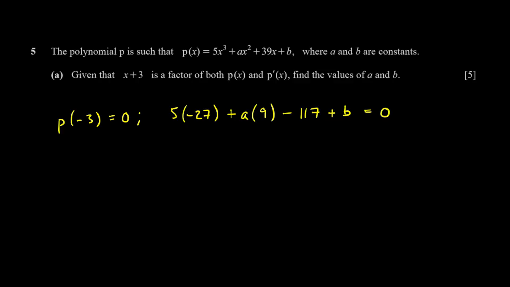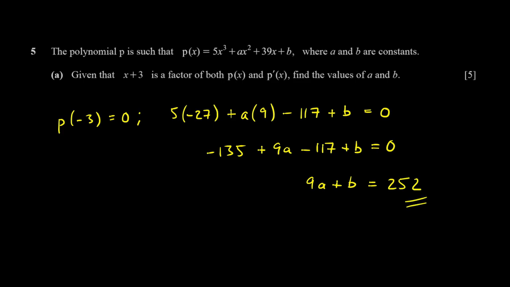Okay, so I end up with that, and 5 times 27, so 10 times 27 is 270, divide by 2 is 135. So minus 135 plus 9a minus 117 plus b is equal to 0, which means that 9a plus b is equal to 135 plus 117, so that's 252, I think. Yeah, that looks all right to me. Okay, so that's one equation that we get.